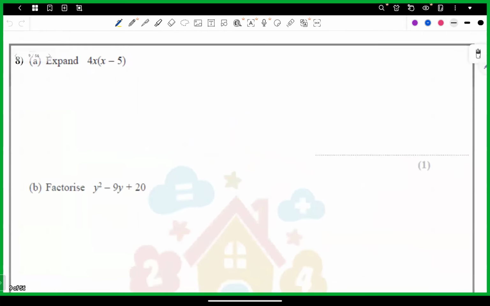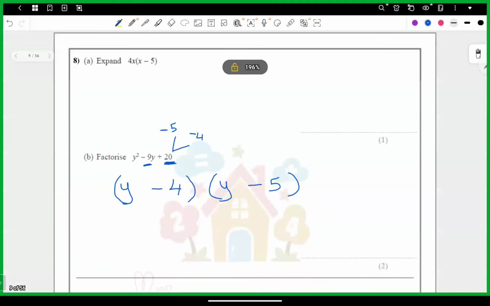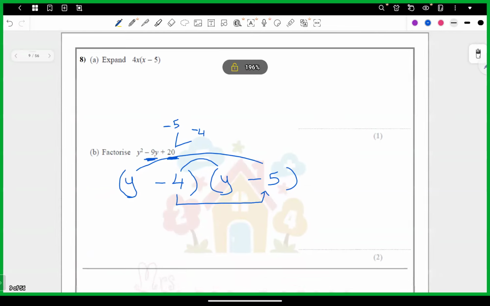How can I factorize this? I have to open two brackets. y by y equals y squared. 4 by 5 equals 20, and 5 plus 4 equals 9. 4 by 5 equals 20, but minus 5 and minus 4: minus 5 by minus 4 equals positive 20, and minus 5 plus minus 4 equals minus 9. So minus 4y minus 5y equals minus 9y. Minus 4 by minus 5 equals positive 20, and this is your final answer.